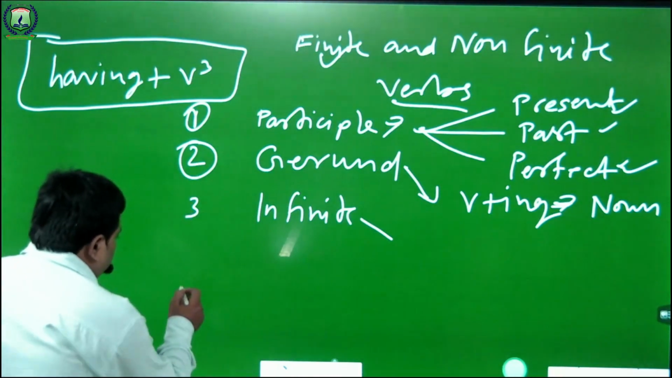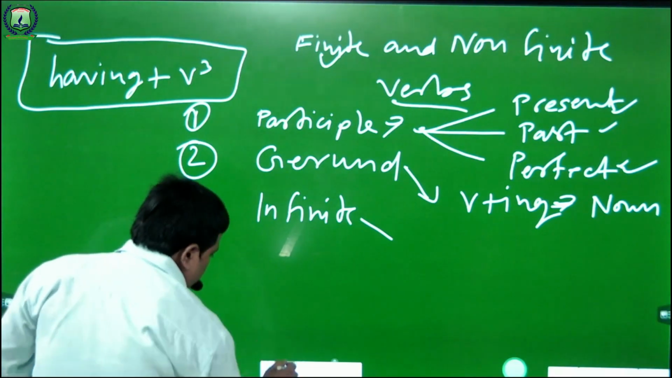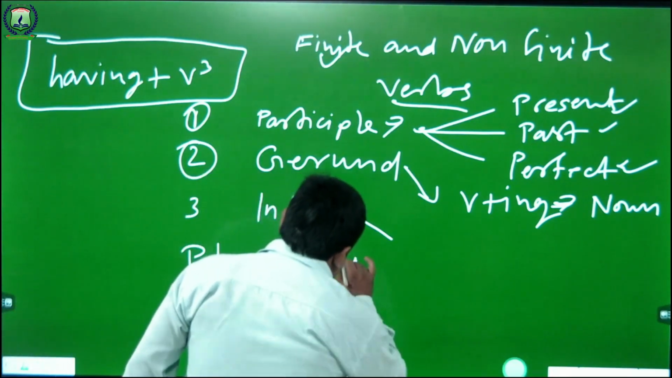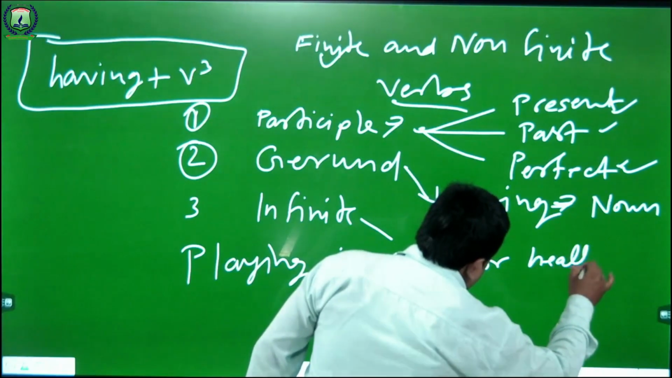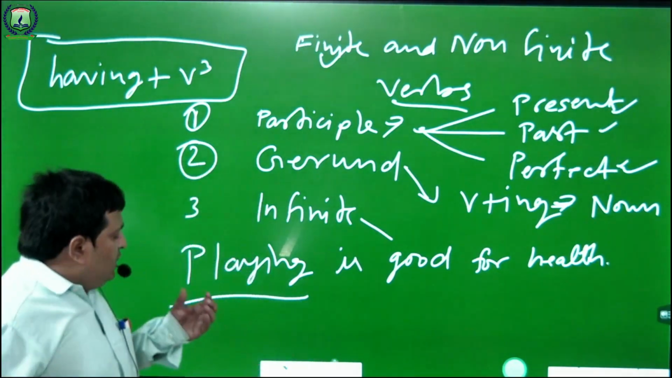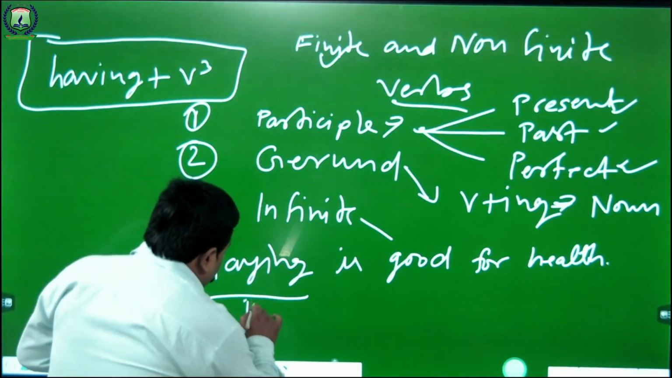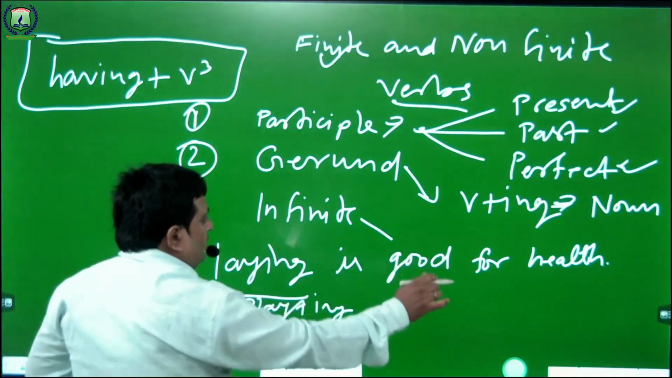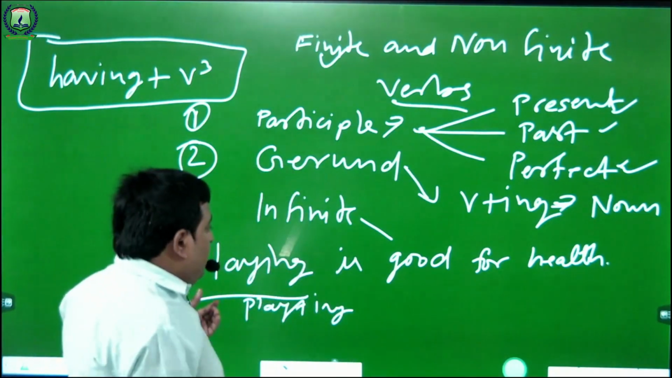For example, playing is good for health. Here, playing, you can understand that it is a form of verb. It means play plus ing form used here in playing. Playing is good exercise. Now here the word playing is used as a noun, as a subject. Playing is good for health.